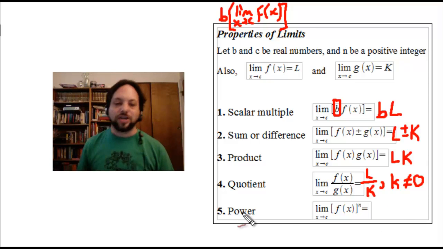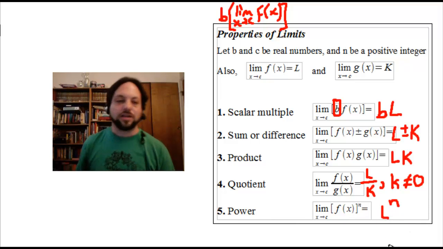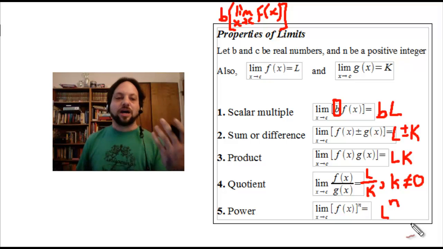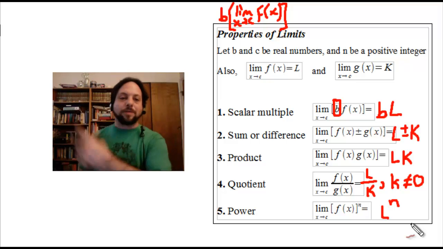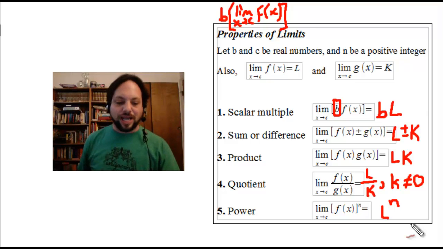And the last one we need to look at is the power. This is easy enough. We're just going to direct substitute again, essentially, and end up with L to the n power. So there's your properties of limits. They're very easy. As I said earlier, you probably could have figured them out yourself, but now we're all on the same page as we move on to example E.